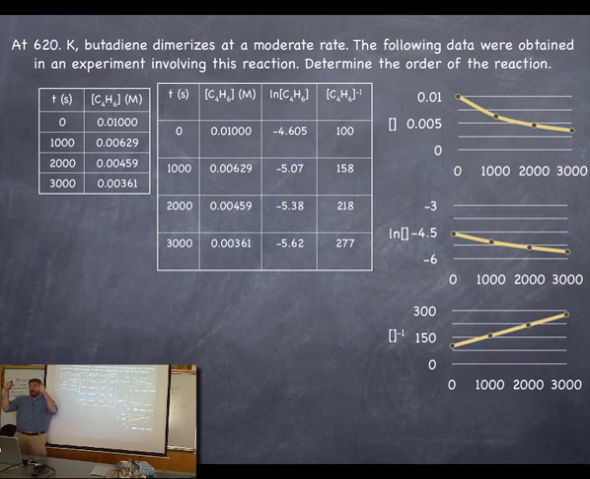I don't understand what numbers you put in. So the number that goes in these brackets is the concentration. You take the natural log of this concentration, it gives you this number. Take 1 divided by this concentration, it gives you this number. Remember, the square brackets mean concentration of. That's really important. Square brackets we use to represent concentration of.